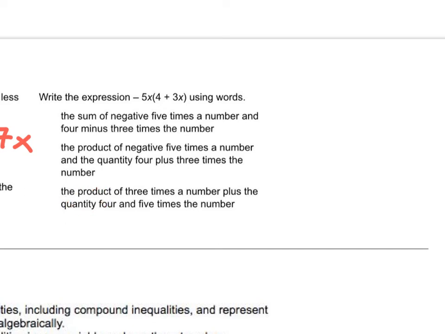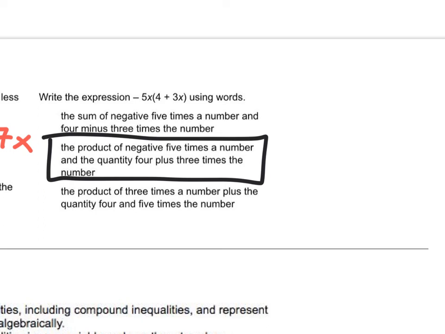So you have to read it. You have to say, okay, the product of 3 times a number. Which one of these is that? Okay, hold on. The product of negative 5 times the number and the quantity 4 plus 3 times the number. That's the one. So the product of negative 5 times a number, that's this part right here. Negative 5 times some number x. And the quantity 4 plus 3 times that number x. That's how I know, because you put it in parentheses.